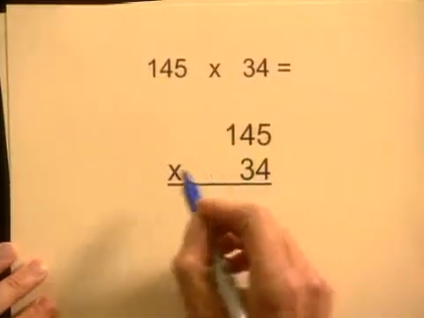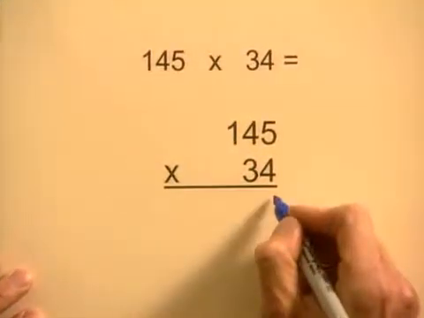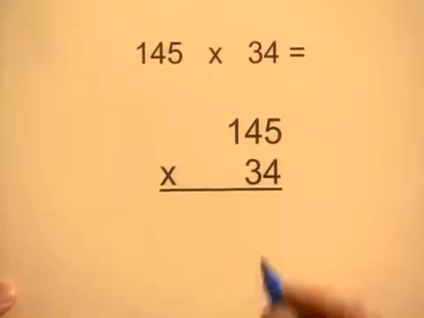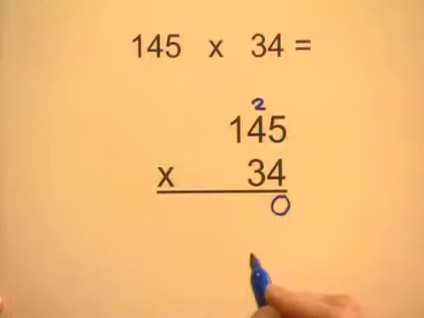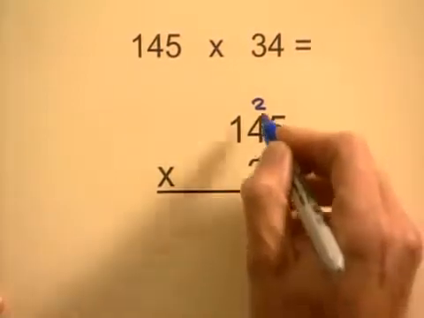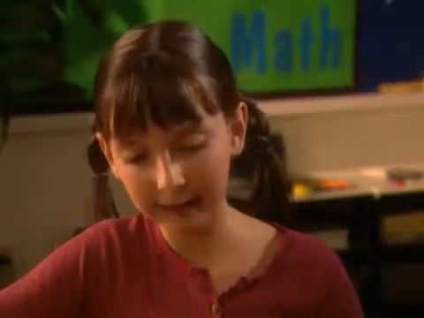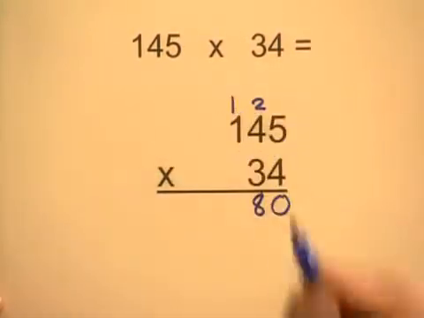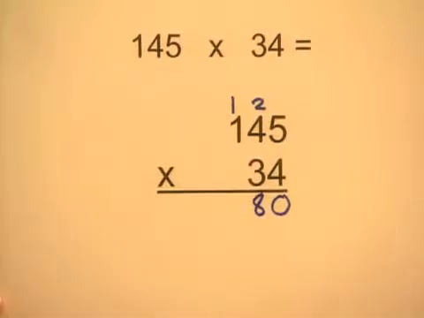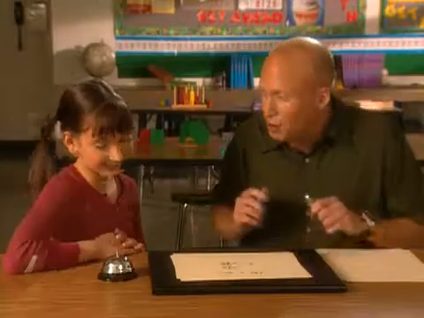And here we go. 4 times 5 is? 20. 20. Way to go, Grace. I'm going to write 0 and carry the 2. 4 times 4 is? 16. All right. Plus 2 is? 18. 18. Way to go, Grace. You're doing great. I've got my numbers lined up. I'm going to carry the 1 from 18 over there. 4 times 1 is? 4. Plus 1 is? 5. Yes, way to go. End of round 1. Ring that bell.